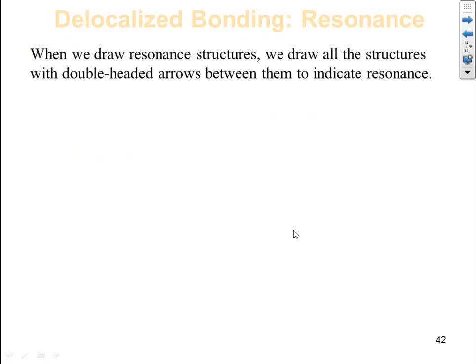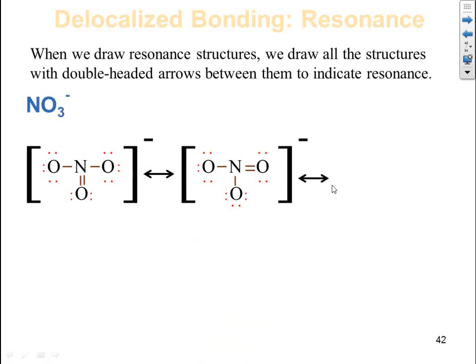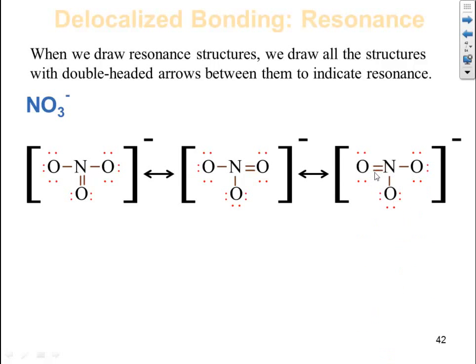When we draw the resonance structures, we draw all the structures with double-headed arrows between them to indicate the resonance. So we have to draw all three structures. So for the nitrate ion, a complete Lewis dot structure would look as follows, where you draw your Lewis dot structure as we did earlier. Then you draw a double-headed arrow. Then you draw it again, but you put the double bond in a different location. And then the double arrow and draw the last one where the double bond is in a different location. You have to draw all the possible structures.